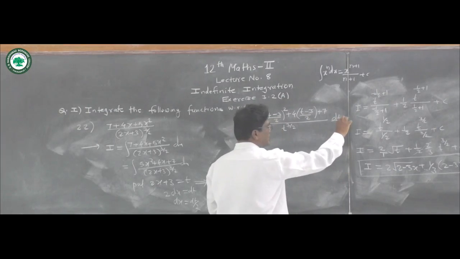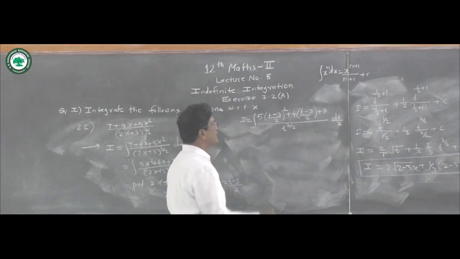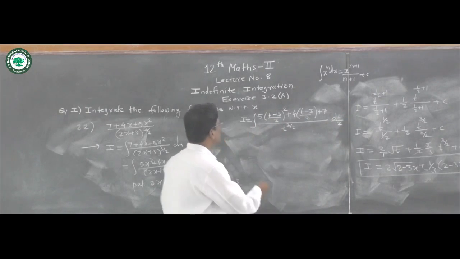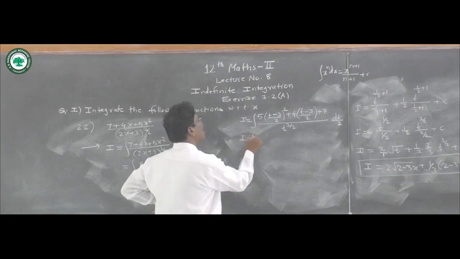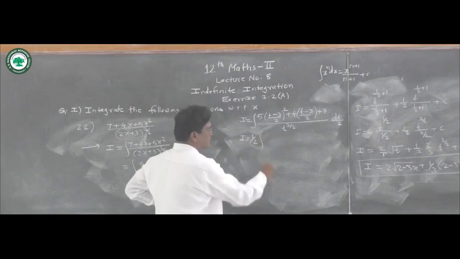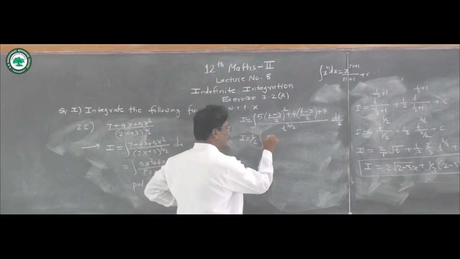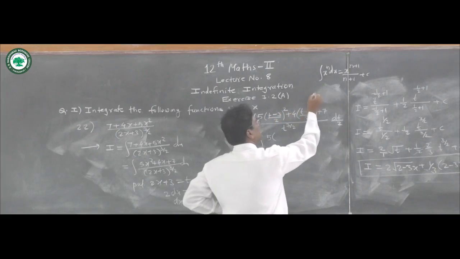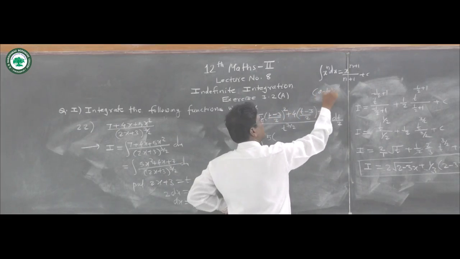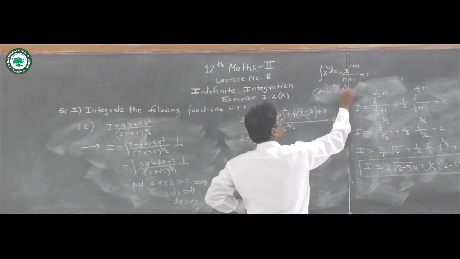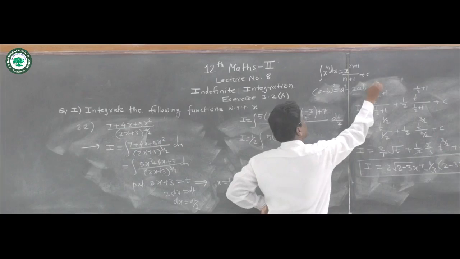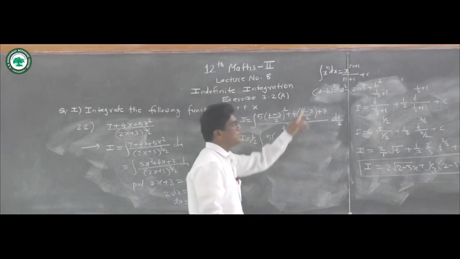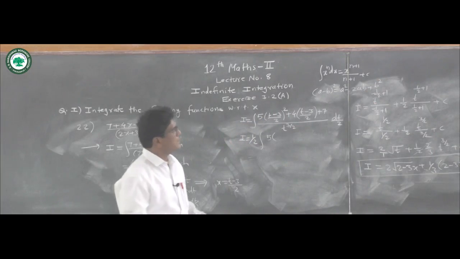Now this 1/2 is constant. We take it outside the integral. So I is equal to 1/2 integration of 5 into (t - 3) squared upon 2 squared. So use the formula (a - b) squared. We write (a - b) squared is equal to a squared minus 2ab plus b squared. This is the expansion of (a - b) squared.